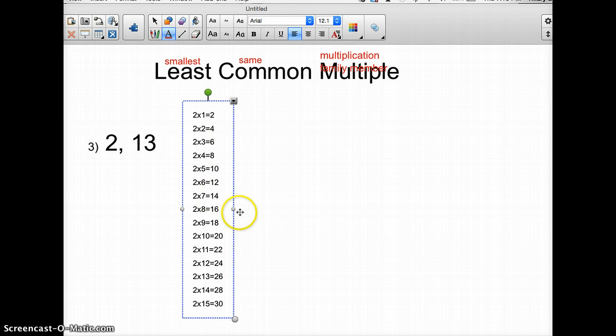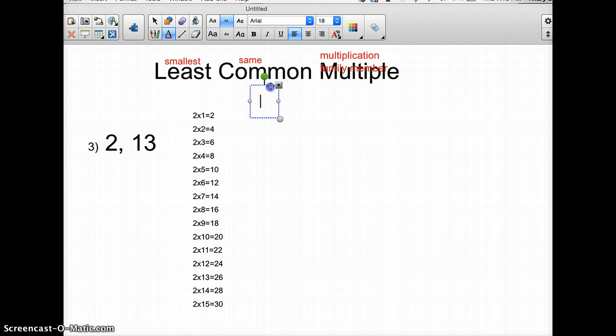So with least common multiple, you really don't know when you should stop finding multiples because it could just continue on, because all you're doing is skip counting. So you want to give yourself a good enough amount of multiples in order to decide which is the least common. So now that we found a good amount of multiples for the number 2, we're going to move on to 13.